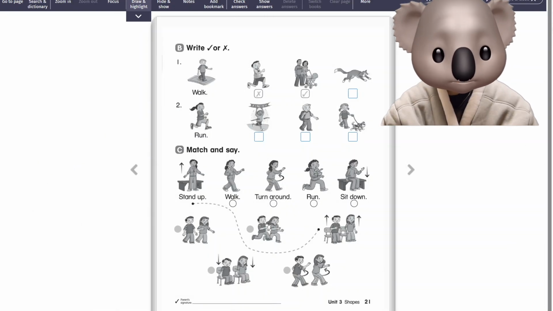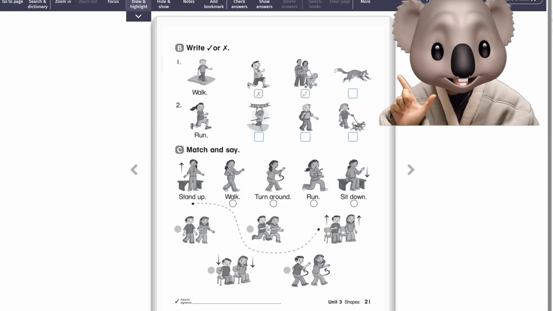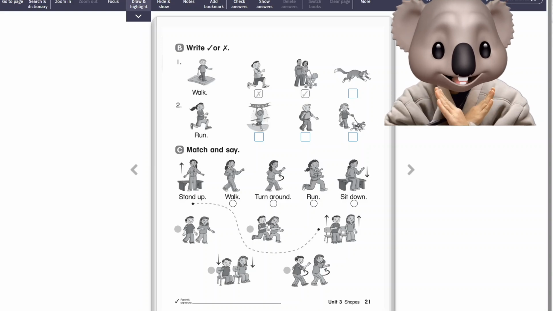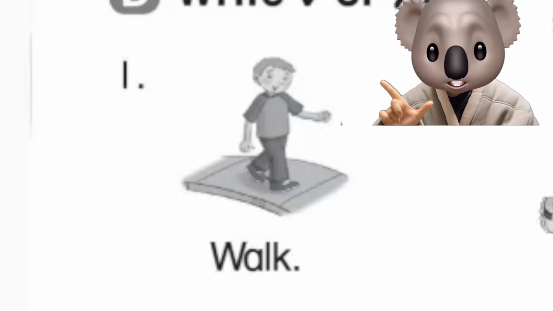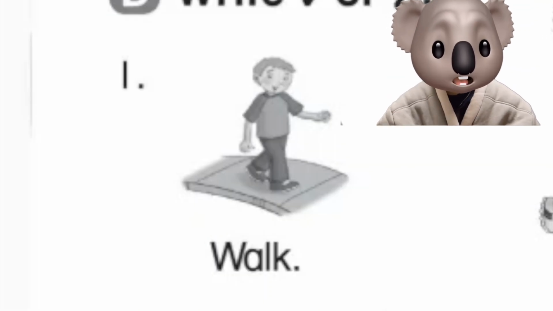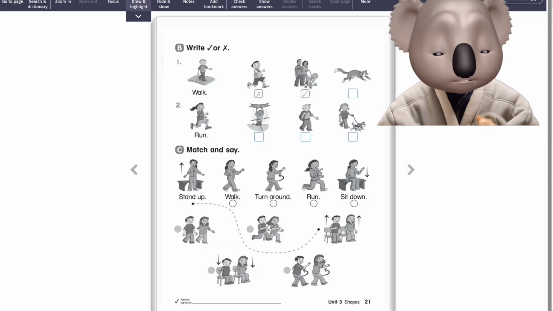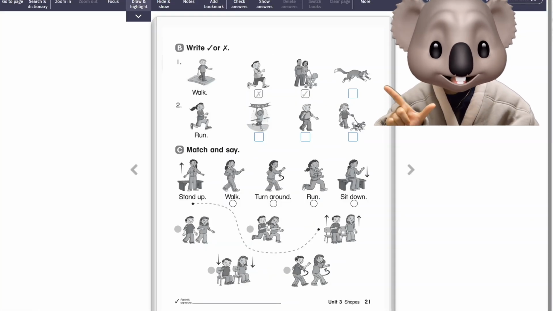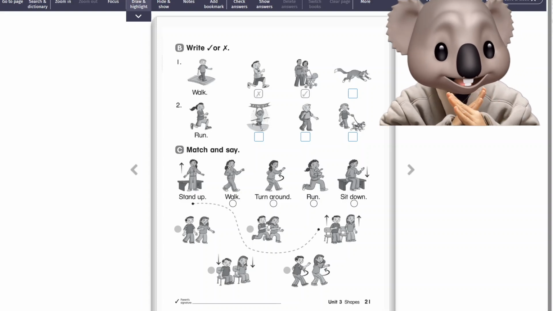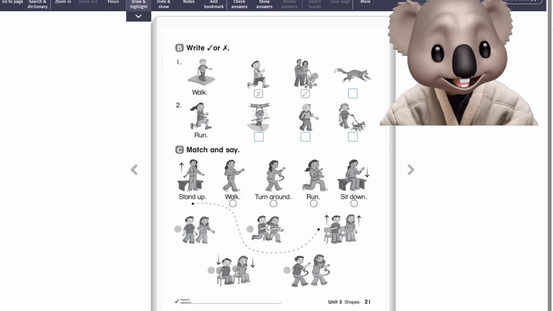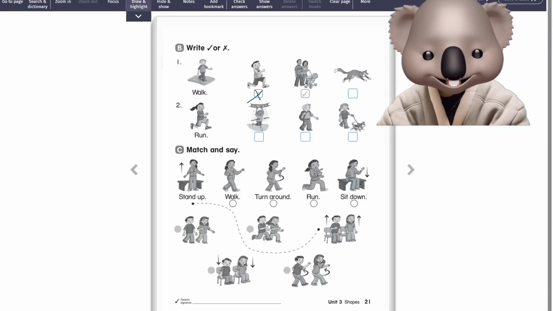On page 21, the directions say write a check or an X. Number 1, we're going to write a check for all the pictures of walk. walk을 표현하는 사진들에는 책을 그릴 거고 walk을 표현하지 않는 사진들에는 X를 그릴 거예요. Ready? In the first picture, this boy is not walking. He's running. So we'll draw an X.